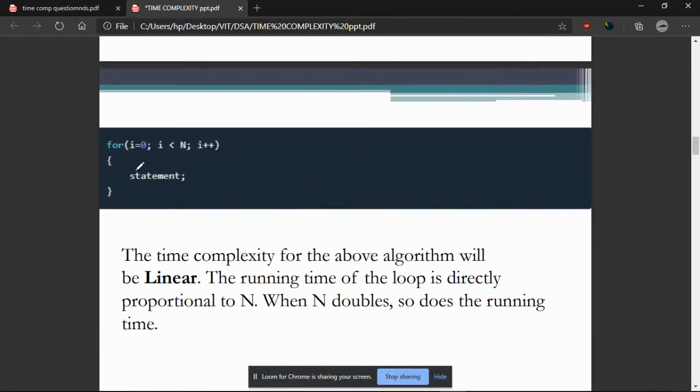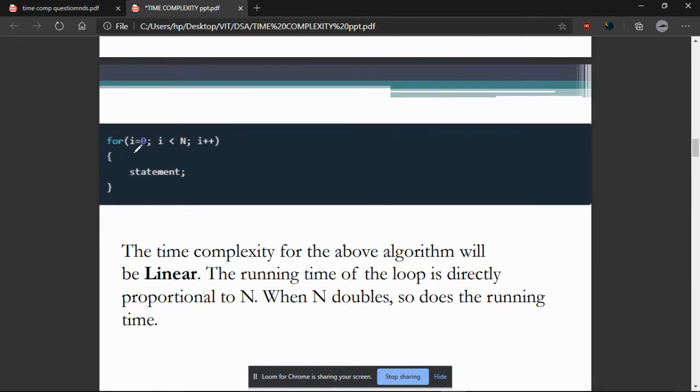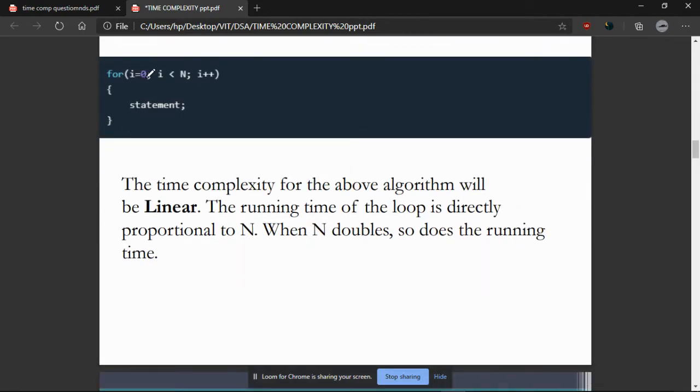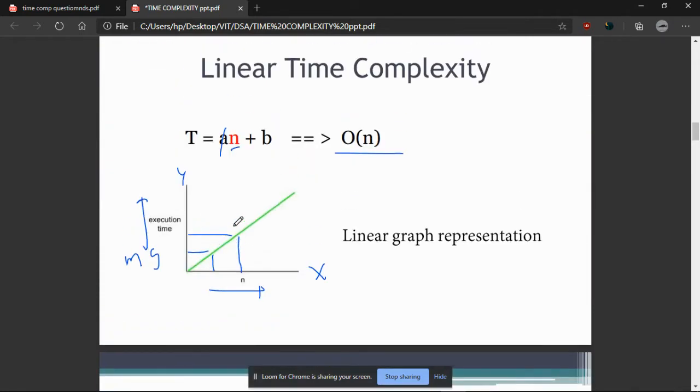Here for an example, we have a for loop. For this for loop, we have i equals 0, i less than n, i plus plus, which is incrementing. Now we have a general statement here. For a single for loop, we can say that the time complexity of the algorithm will always be linear, which is again big O of n. We can say that when n doubles, the running time also doubles, hence the linear graph.